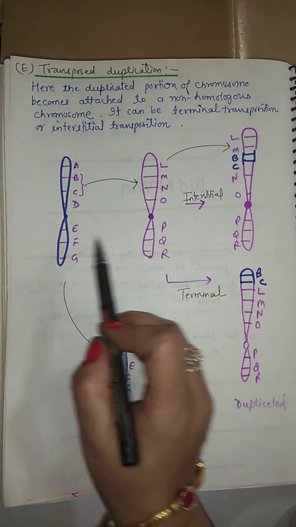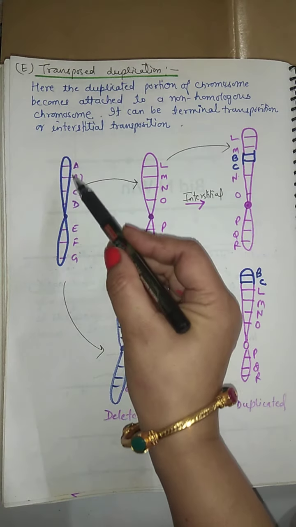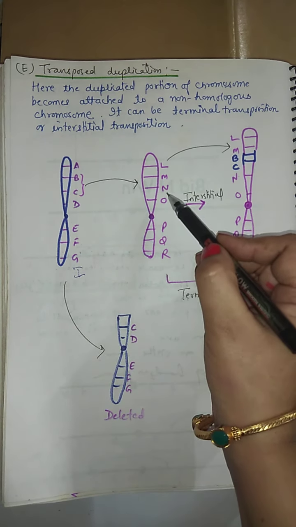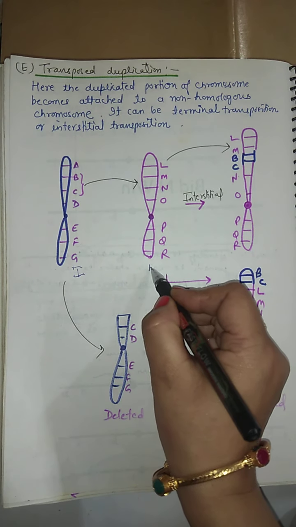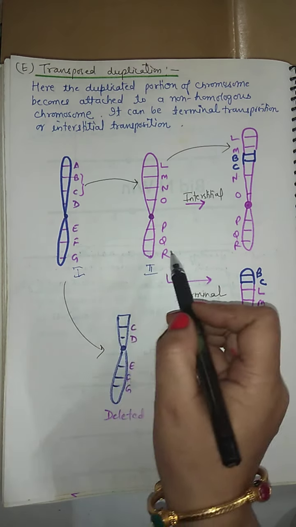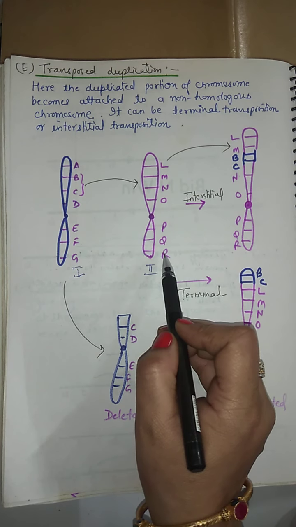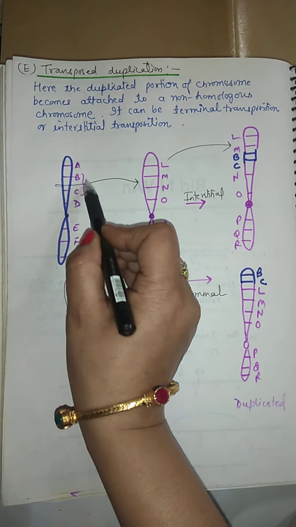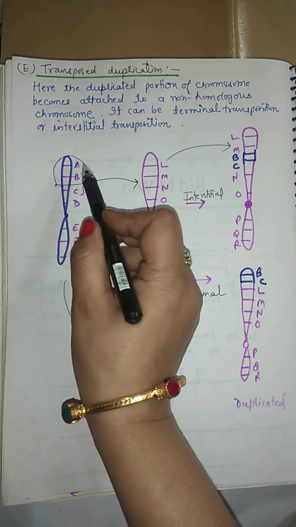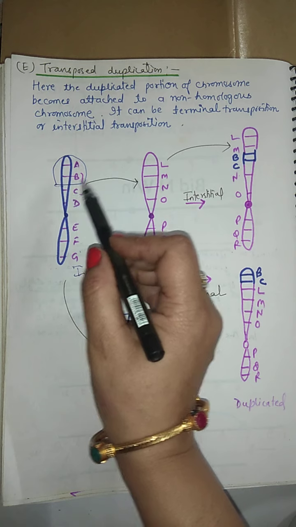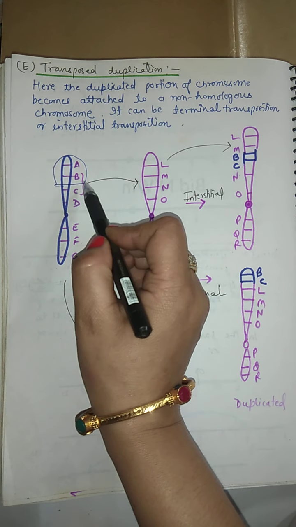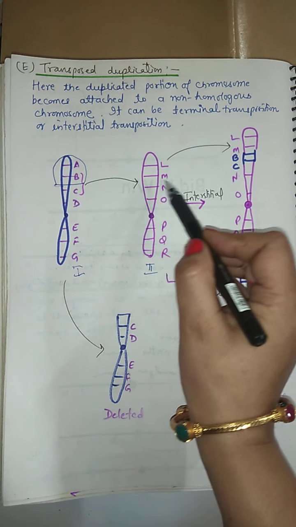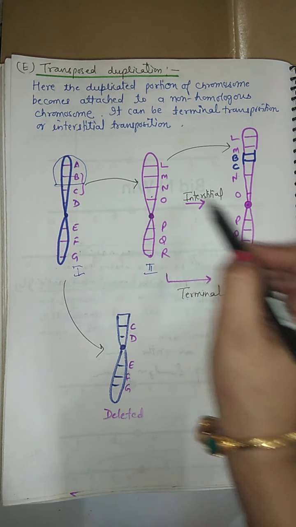Here we have two non-homologous chromosomes. A, B, C, D, E, F, G are the genes on the first, and L, M, N, O, P, Q, R are the genes on the second homologous pair of chromosomes. These two are non-homologous pairs of chromosomes. During transposed duplication, this part of the gene, either from the terminal or from the interstitial part, is deleted from one chromosome and gets attached to the other non-homologous chromosome.